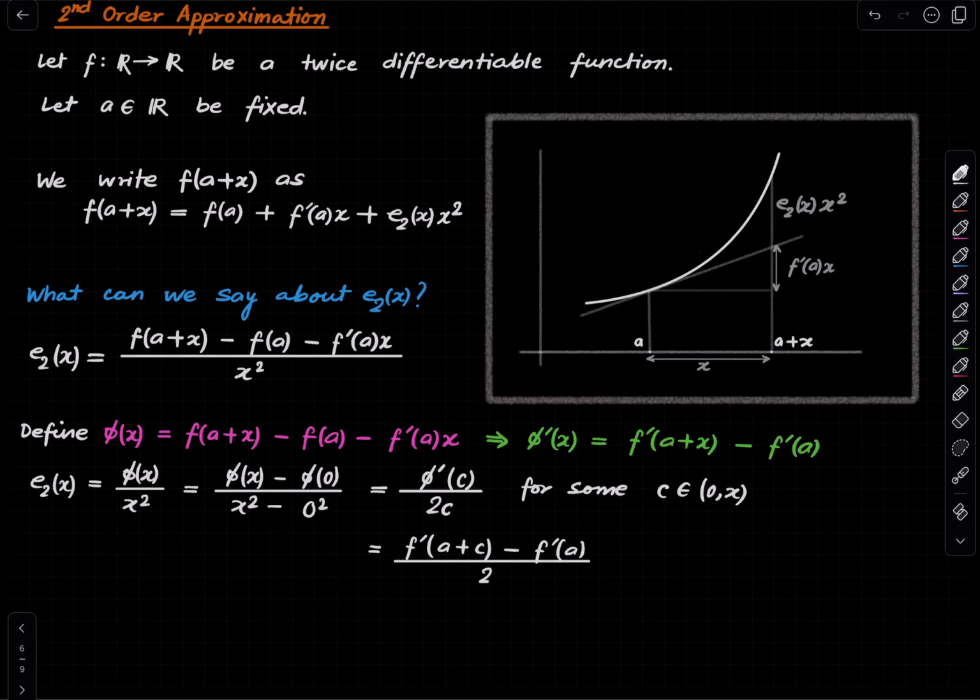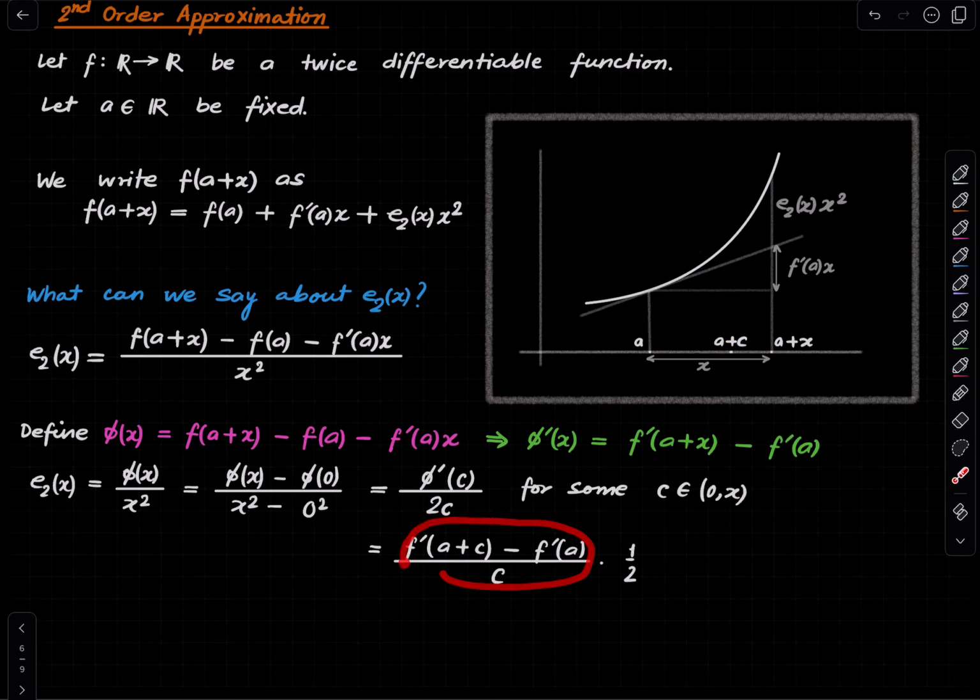this divided by 2c, but let us isolate the 2 and write it this way. So just note that this is equal to that. And where is a plus c? A plus c is strictly between a and a plus x. So it could be somewhere here. c was strictly between 0 and x, so a plus c is strictly between a and a plus x.